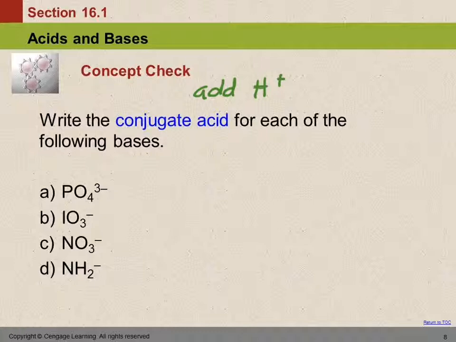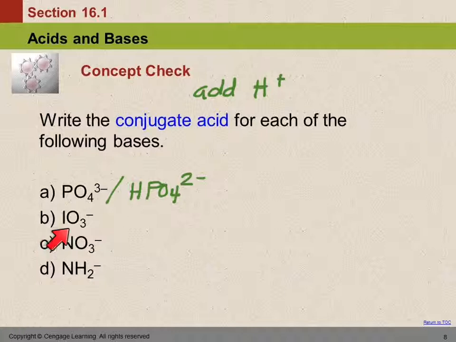So if we take PO4, 3 minus, and add a hydrogen ion, how many hydrogens does it have right now? 0. So now it's going to have 1, right? So we always put the H's on the front. So there's the H, copy down the rest of it, PO4. Now the charge was 3 minus. If we add a positive to that, we get 2 minus. There we go.